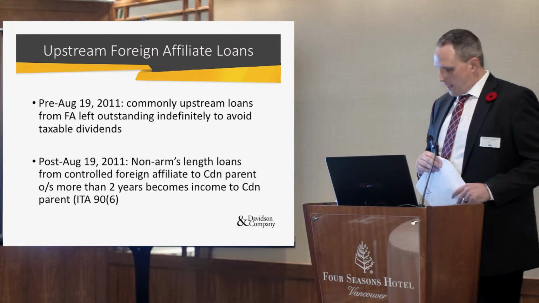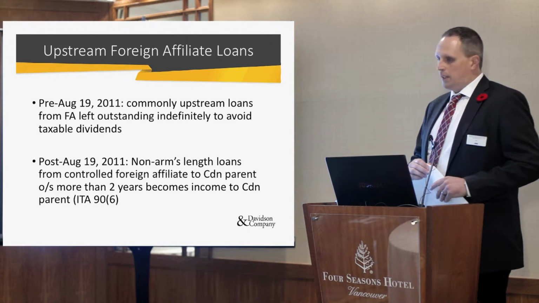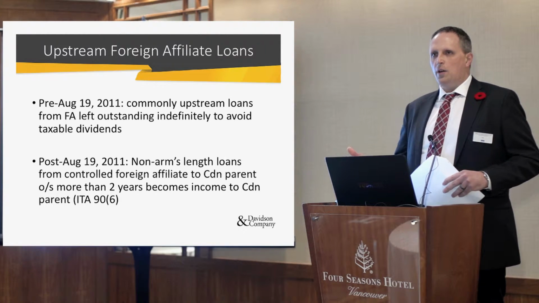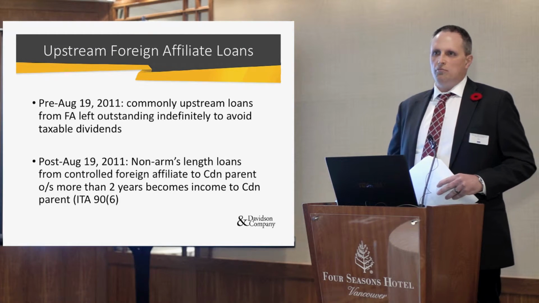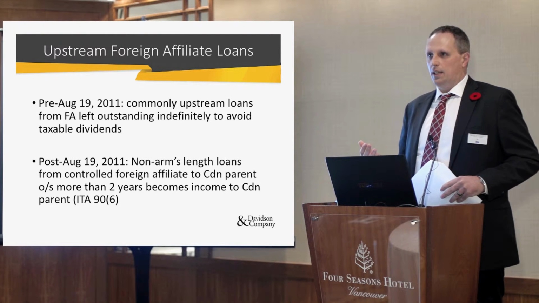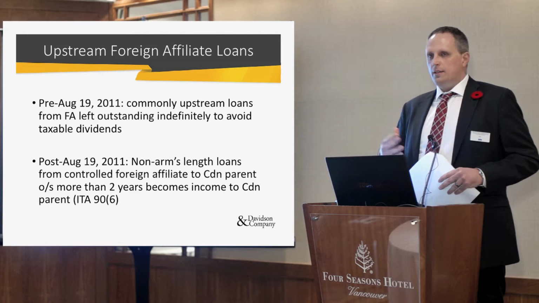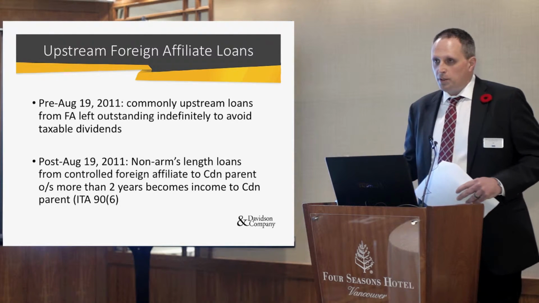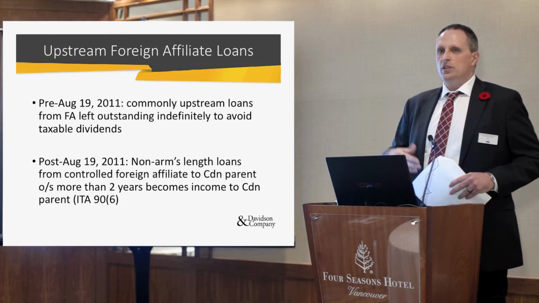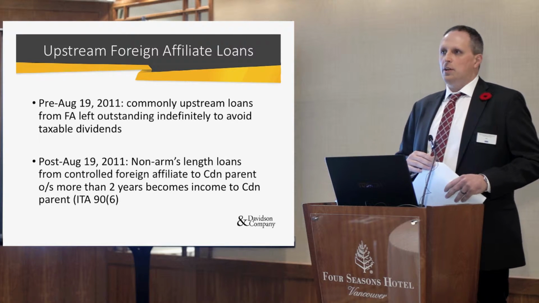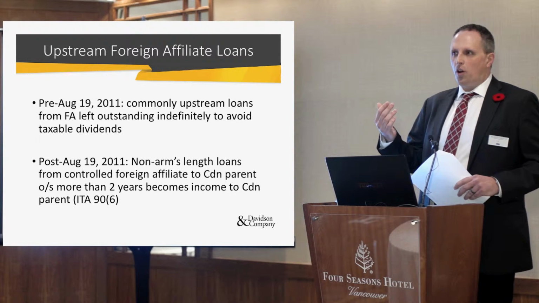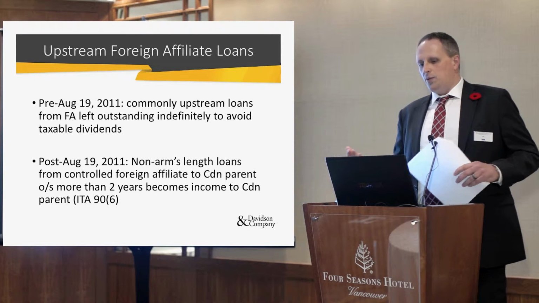So the next topic would be the upstream foreign affiliate loan. Prior to August 19th, 2011, it was pretty common to have a foreign sub just lend money back up to the Canadian parent and leave it outstanding indefinitely. There was no issue with that. There was no deeming of income or anything like that. And ultimately, that meant there were no taxable dividends coming up to the Canadian parent. They were just indefinitely showing a payable down to this foreign sub. So in place of paying dividends, they were simply calling it a loan, and the cash moved up tax-free.